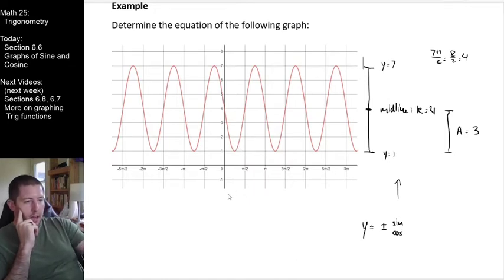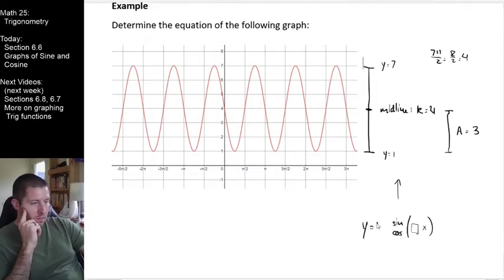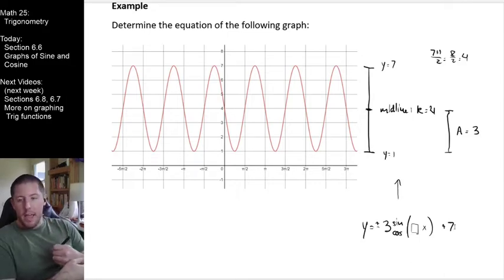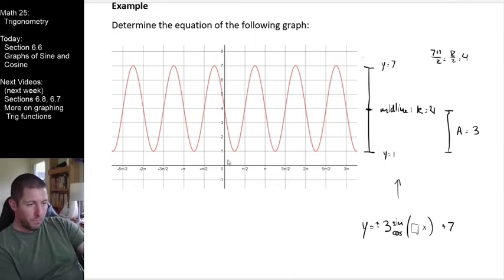What else do I see out here, by the way? I haven't decided what's going on with our period coefficient. But I do think the pieces that I know so far are that there's going to be a 3 for our amplitude and a plus 7 on the end for our midline. That's where I'm at so far. Now what I want to know is, is this positive, negative, sine or cosine, and what's the period?